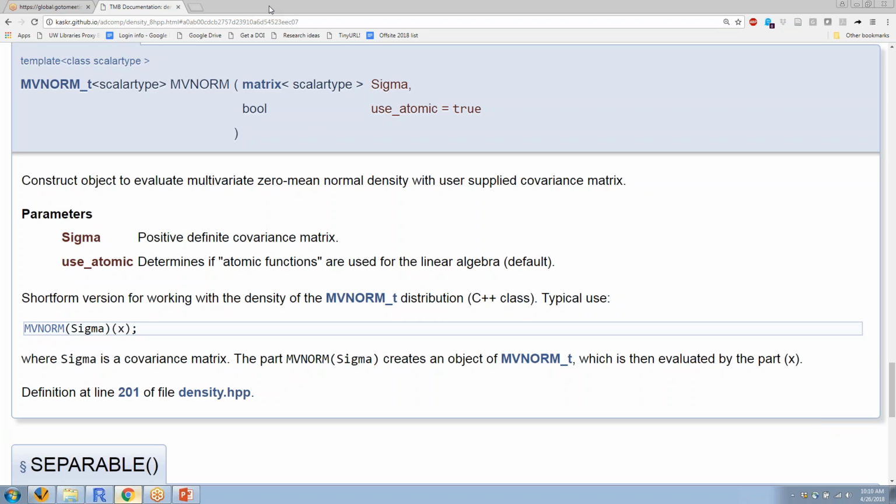And then if you have an if-then statement or something else that's not differentiable, once you cross that boundary, it might not correctly work out what's happening to calculate the likelihood in that new area. So that's the reason you never want to have a non-differentiable function like an if-then statement in TMB code.